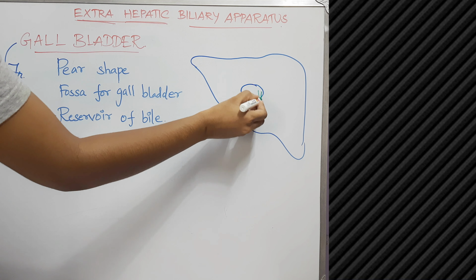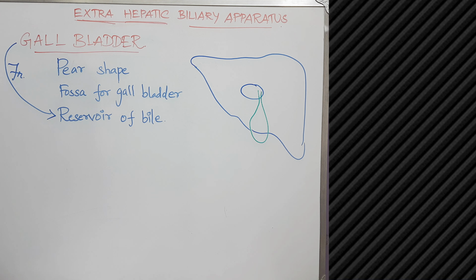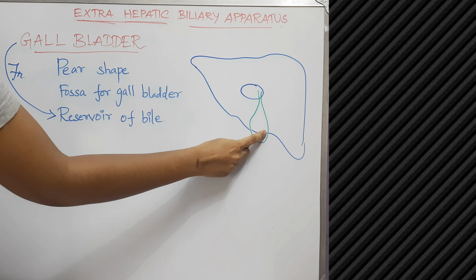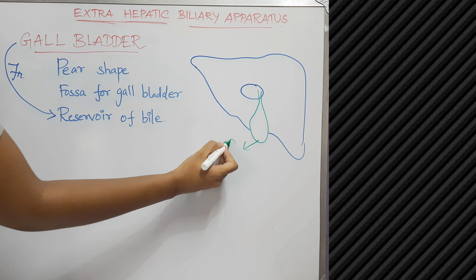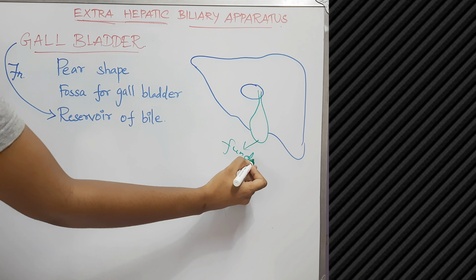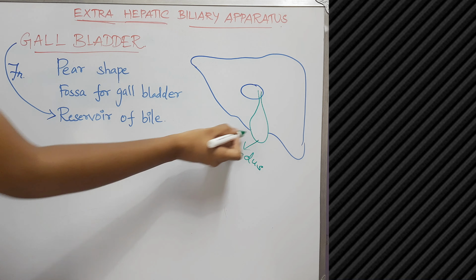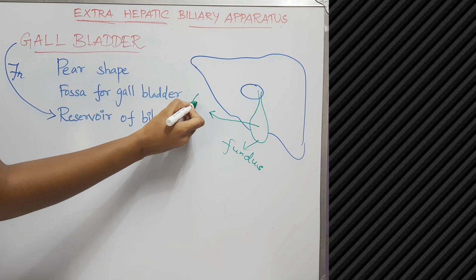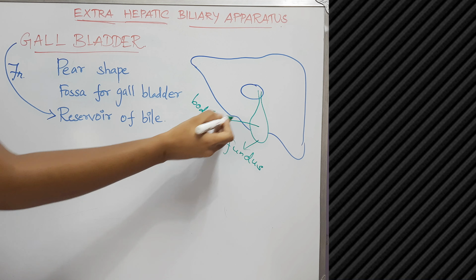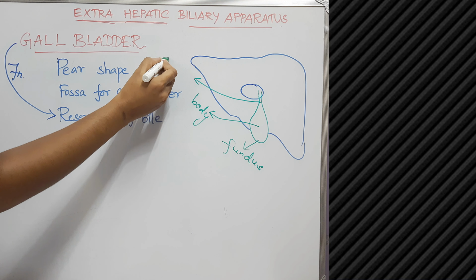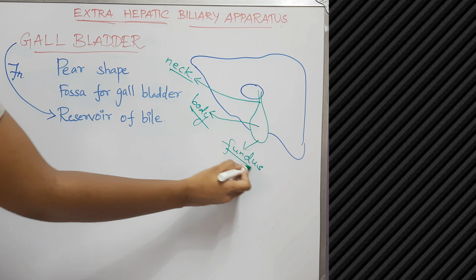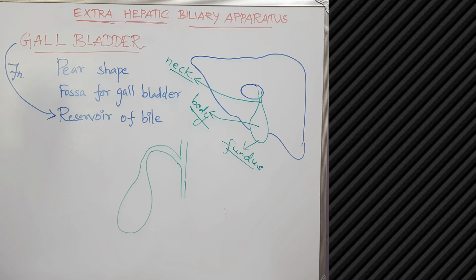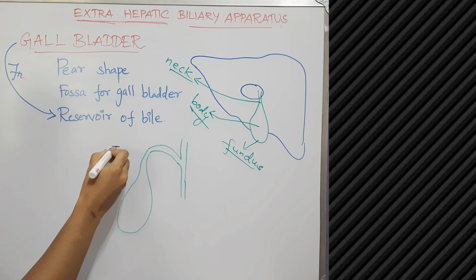The gallbladder extends from the right end of the porta hepatis towards the inferior border of the liver. The fundus projects beyond the inferior border of the liver and the widest part is body and the constricted part of gallbladder is called neck. These are the three parts of gallbladder: neck, body and fundus.